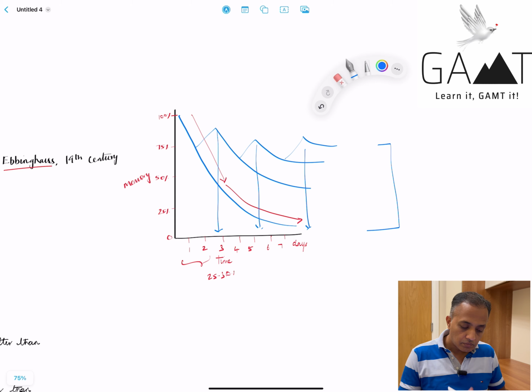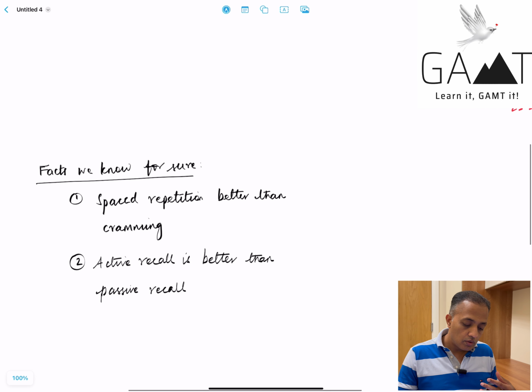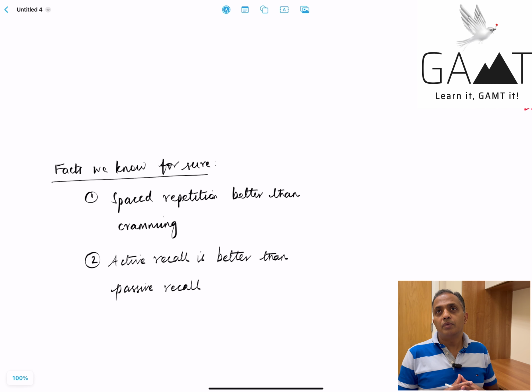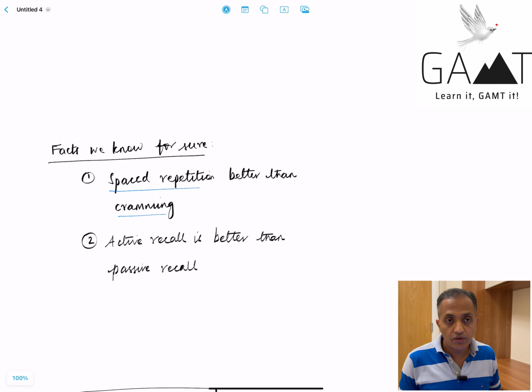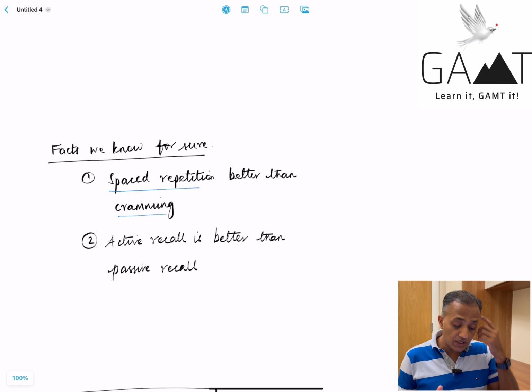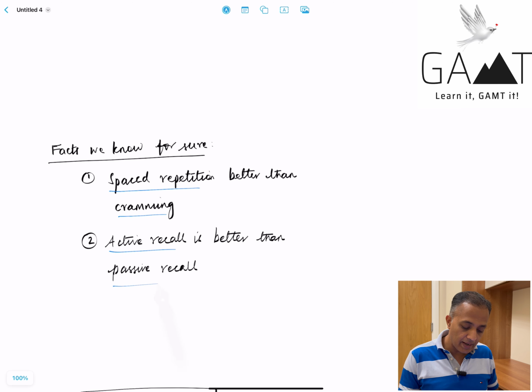Now, a lot has been written and published on recall, interval recall strategy, which is better, etc. But there are only two things that have been very clearly established so far. The first thing is that spaced repetition is better than cramming. What do I mean by cramming? Reading everything on the day before the exam, and then you go to the exam next day, and you're going to forget it in 2 days. That's nature. The second point that's very clear is that active recall is better than passive recall.